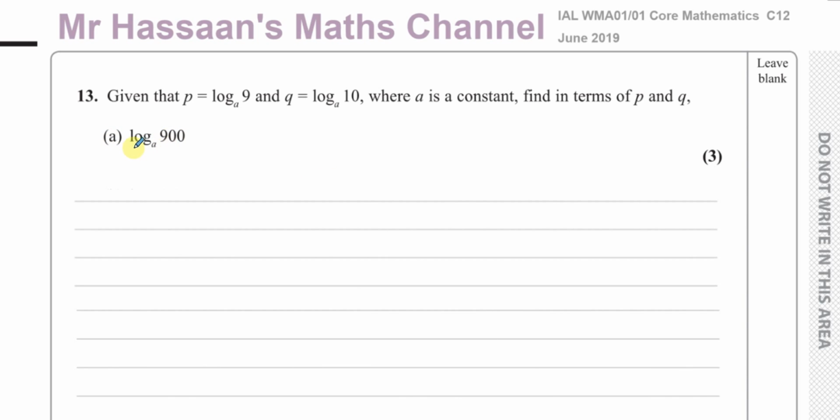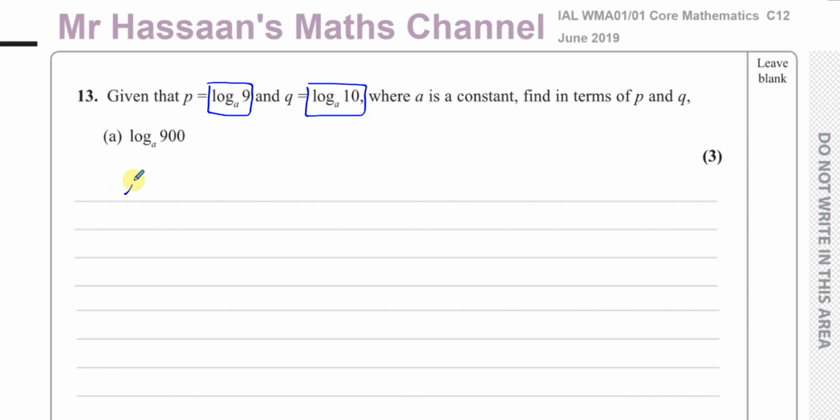Okay, so we've got to express this in terms of P and Q. Now, a question like this has to be broken down using the laws of logarithms into an expression which involves these. You have to end up with log to the base A of 9 and log to the base A of 10 in some form, so that we can then replace log to the base A of 9 with P and log to the base A of 10 with Q.